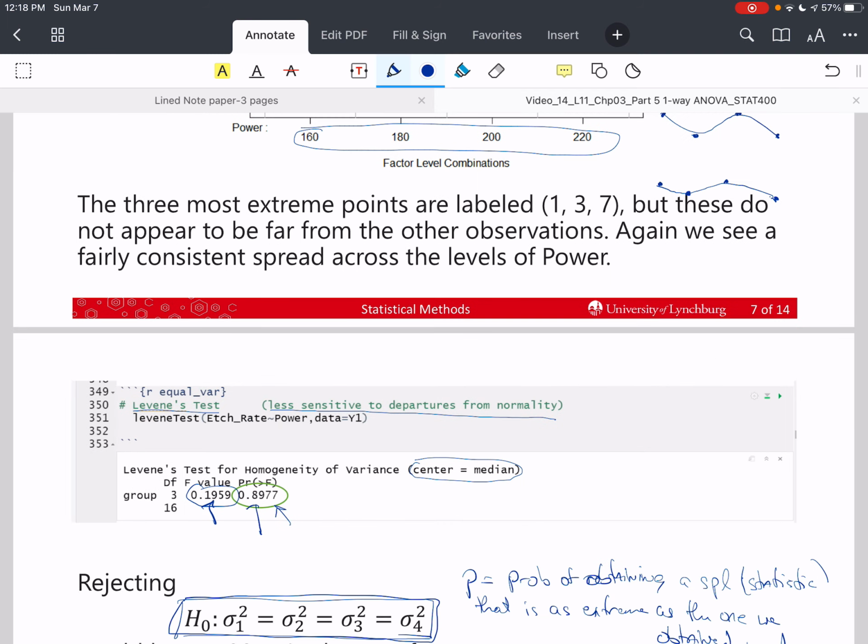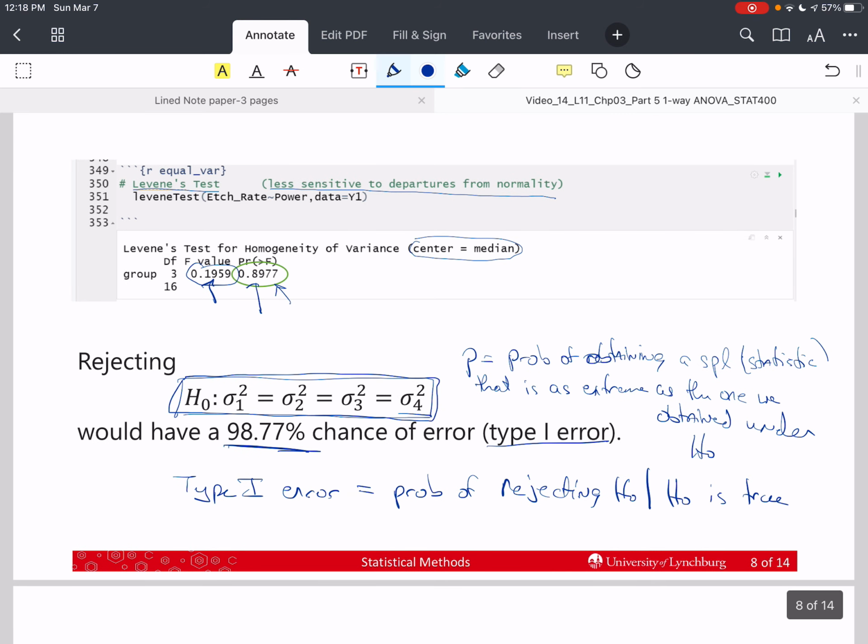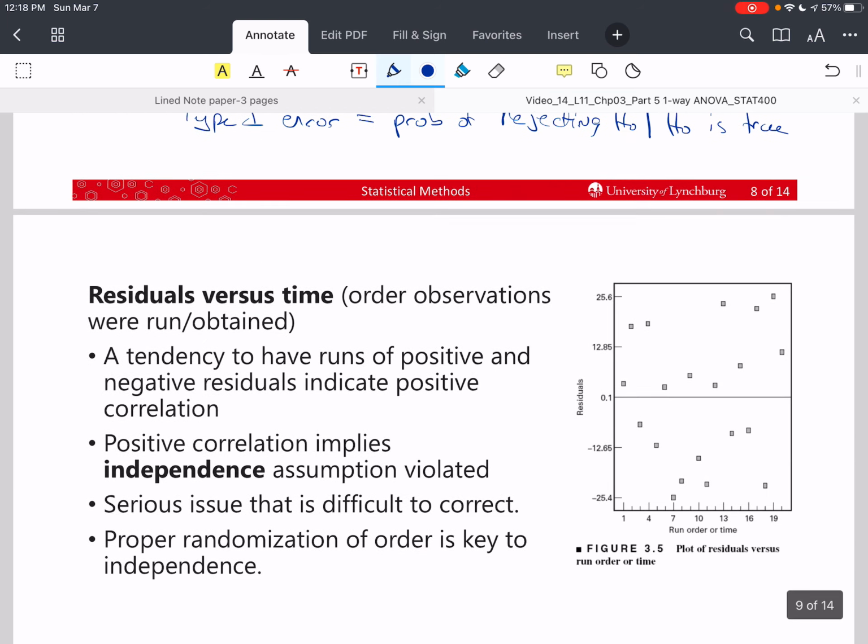So I think with that, along with our verification using a formal test, we're very confident in saying there is not an issue with our constant variance assumption. Now, how do we analyze for independence? So for independence, the plot that we could use is the plot of residuals versus time. But to do this, we have to have the order of the observations. And we don't have that.